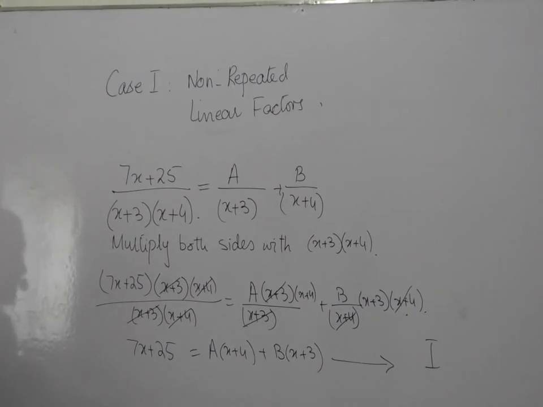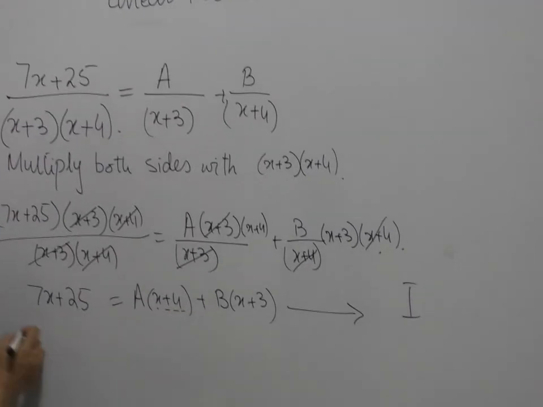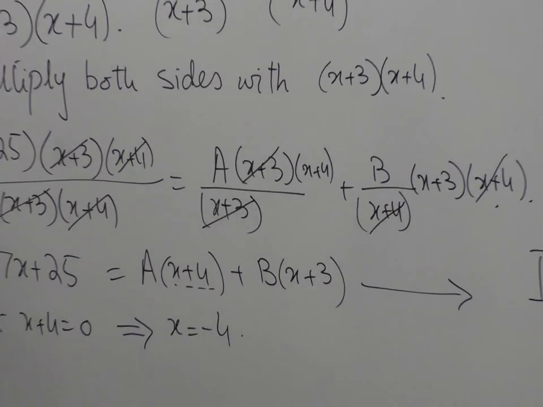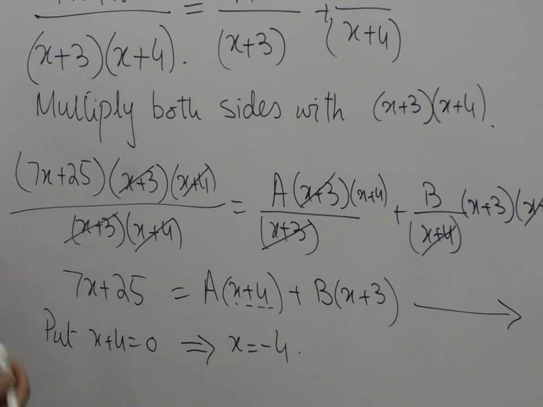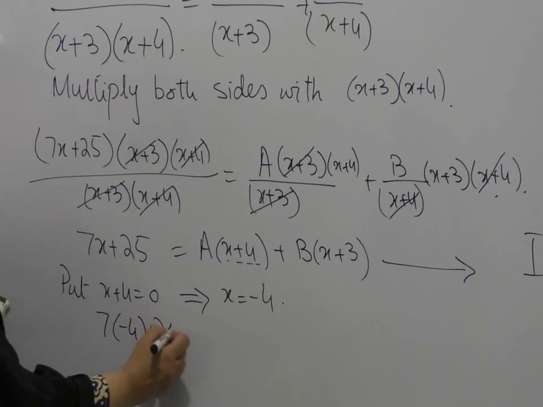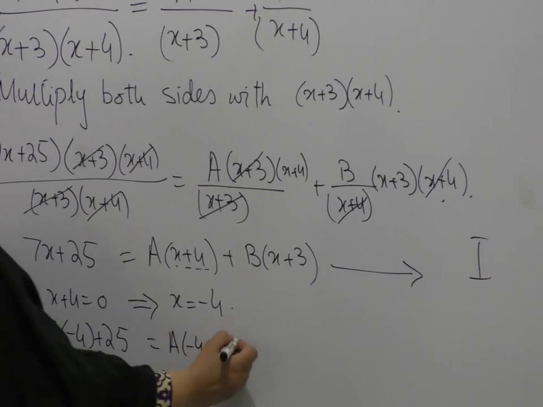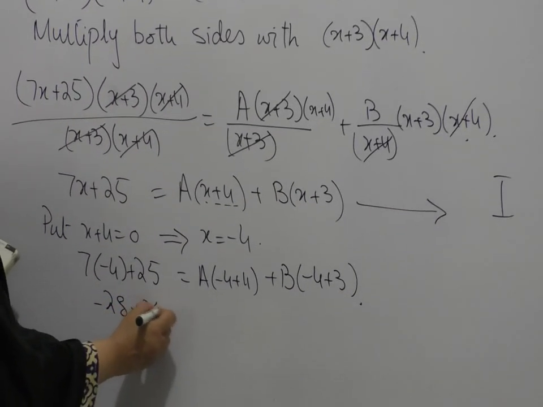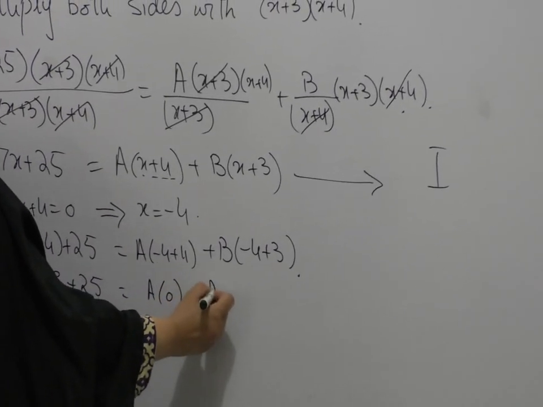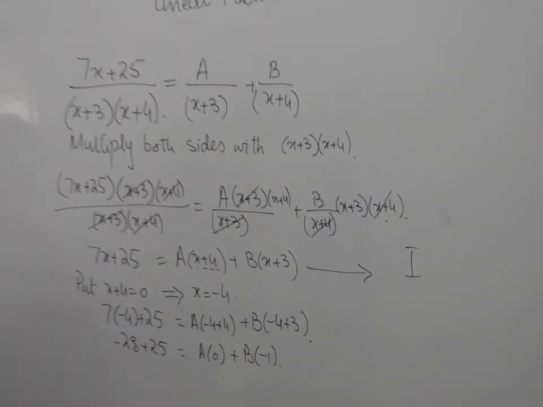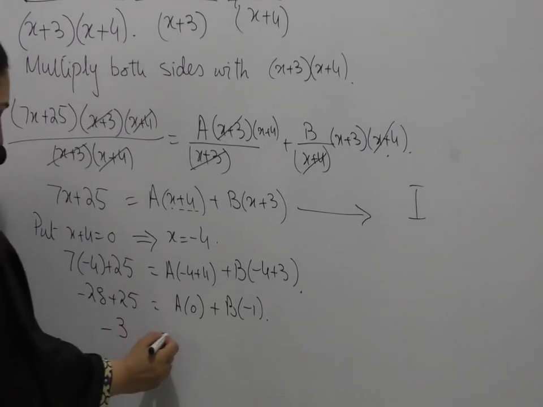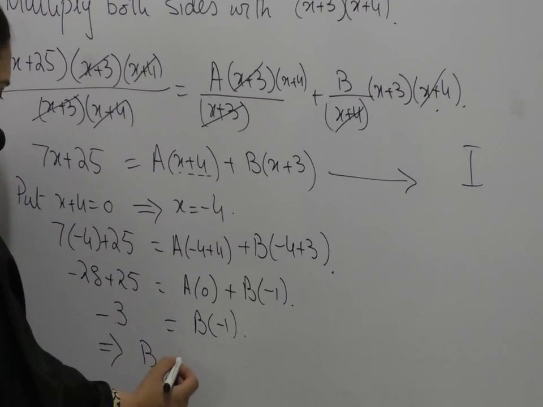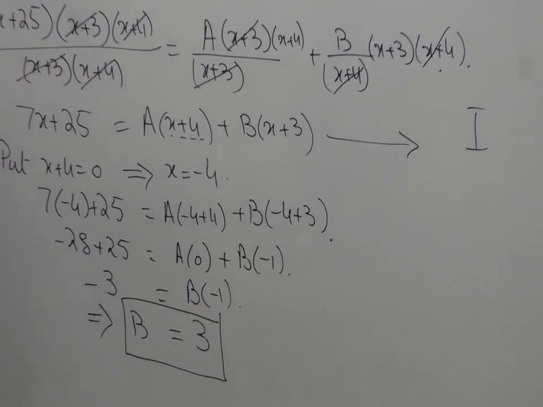Now we need to find out values for a and b, one by one. First, put x plus 4 is equal to 0. This implies x will be equal to minus 4. Substituting x is equal to minus 4 in equation number 1. Simple rule of addition and subtraction. Here answer is -3 and b is equal to -1. This implies that by cancelling negative sign, b is equal to 3 is the first result.